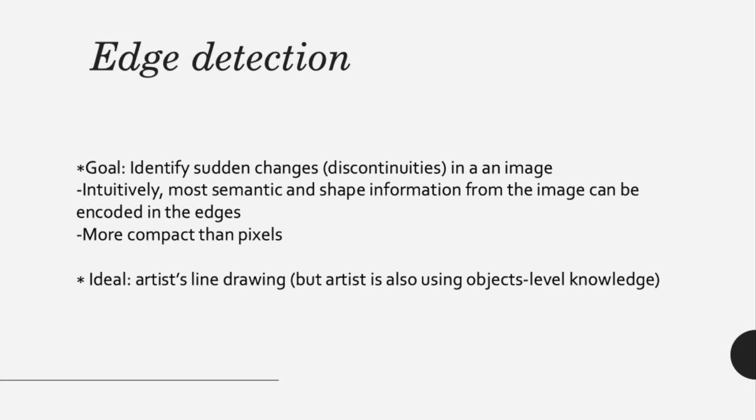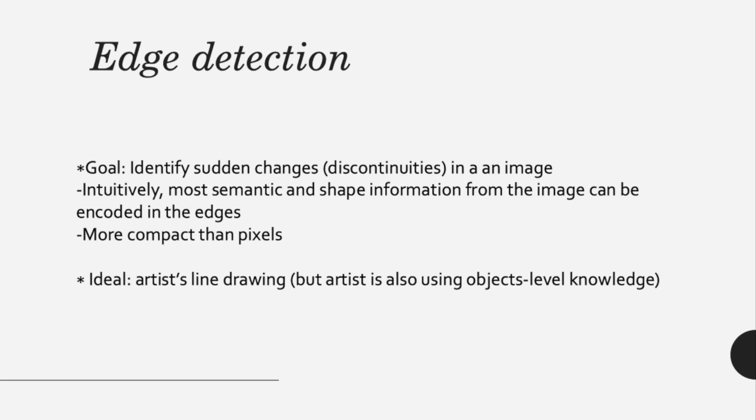Usually we can easily identify objects in an image where there is only a line drawing. Lines correspond to edges, or certain changes in images. More semantic and shape information from images can be encoded into edges. It is a more compact representation than the original image, so it can be very useful to extract edges from images to use for recognition.